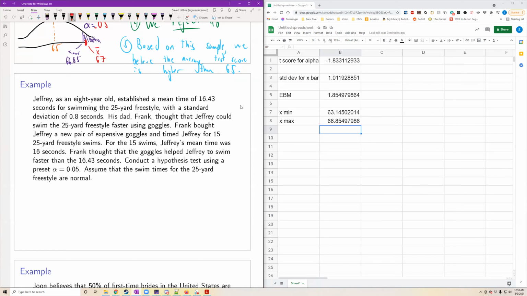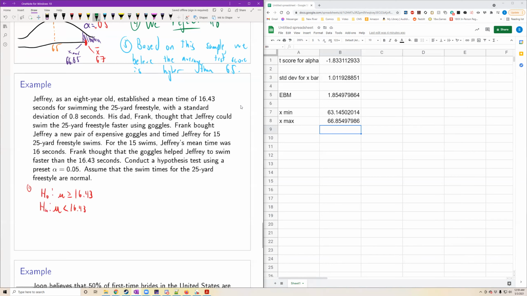So let's go through it all again. We want to write down the hypotheses. Null hypothesis would be that the goggles had no effect, and the alternate would be that they did have an effect, because we're trying to claim that with the goggles, the mean is less than 16.43. We're saying these goggles sped him up as compared to what he used to be able to do. So then the null hypothesis would be, nah, it didn't really change anything. These goggles are not worth my time. We should return them.